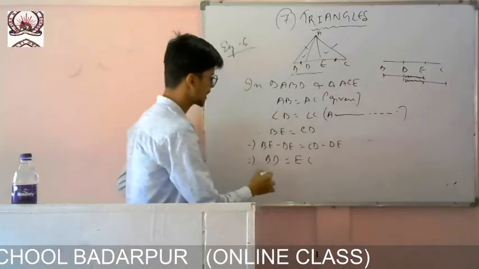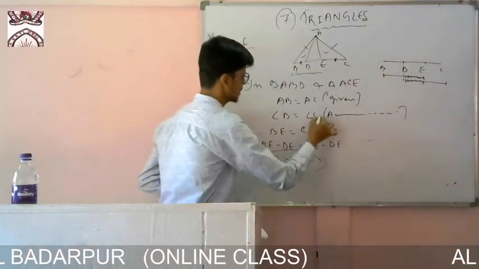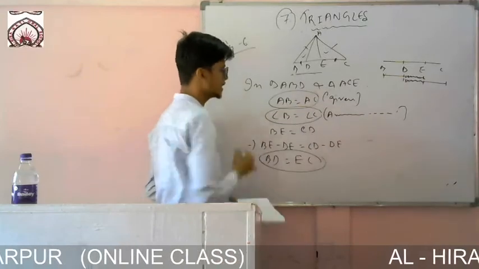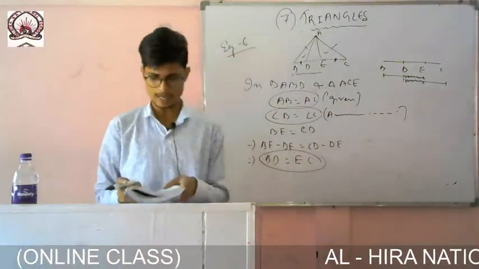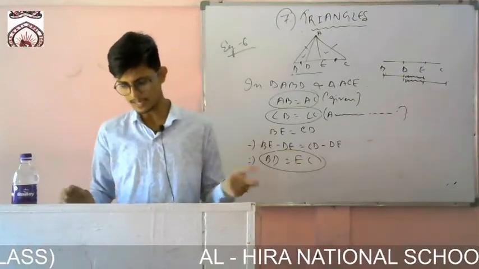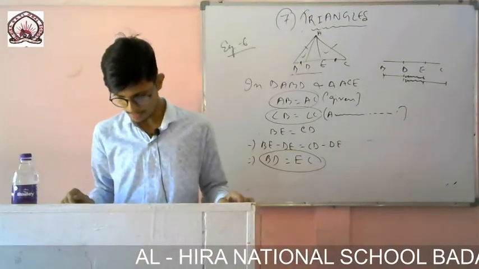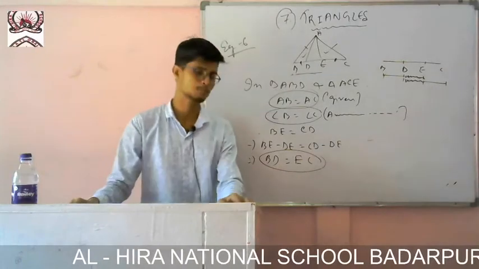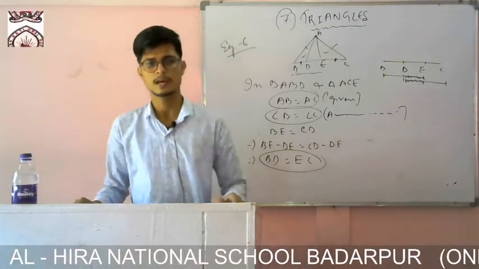So now these two triangles are congruent. One I have got there, another one here, another one here. So I can say that these two triangles are congruent, and therefore AD will equal AE, because corresponding parts of congruent triangles are equal.